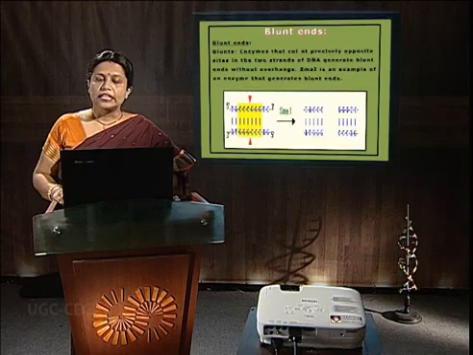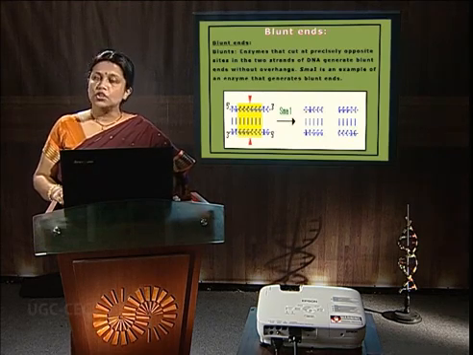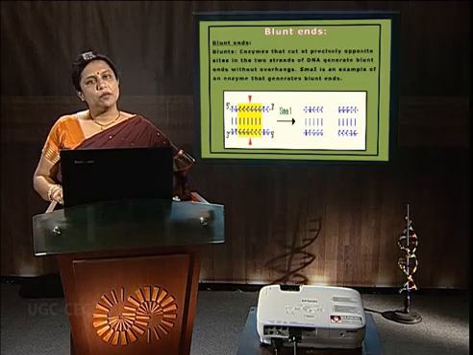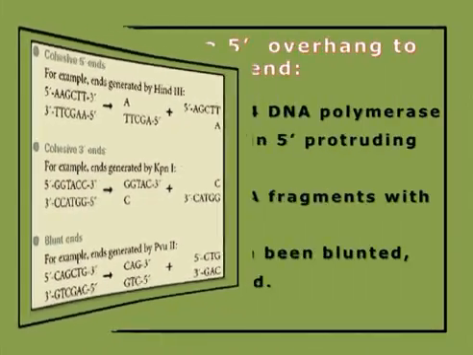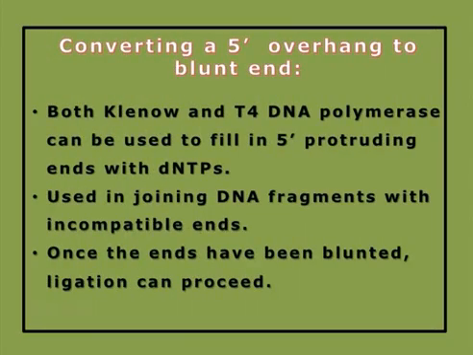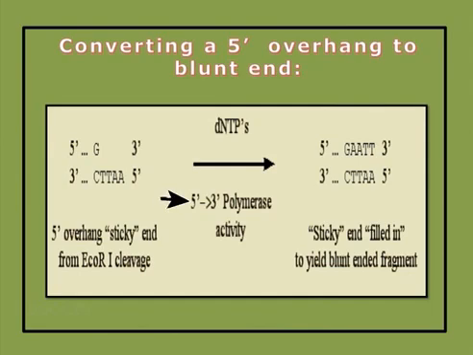But during cloning, there may be situations wherein you need to convert a 5' overhang bearing DNA to a blunt-ended one, or a 3' overhang bearing DNA into a blunt-ended DNA. These things can be performed by the use of certain enzymes. Namely, if I want to convert a 5' overhang to a blunt-ended DNA, I will use Klenow DNA polymerase, which is used to fill up the 5' protruding ends with the dNTPs. As you can see here, the 5' to 3' polymerase activity of Klenow polymerase finally converts this 5' overhang DNA into a blunt-ended perfect DNA.